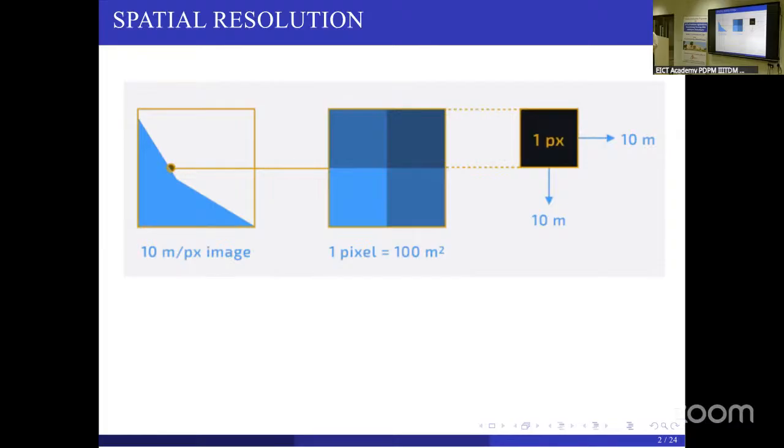Okay, so spatial resolution. Here you can see I selected one small pixel. The total area is 100 square, which means the pixel size is 10 by 10. So the satellite is capturing the information per pixel, 10 by 10. This is the spatial resolution.